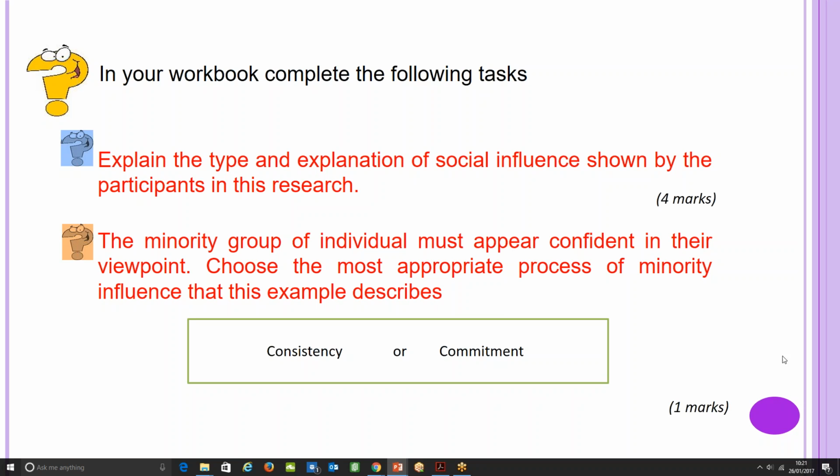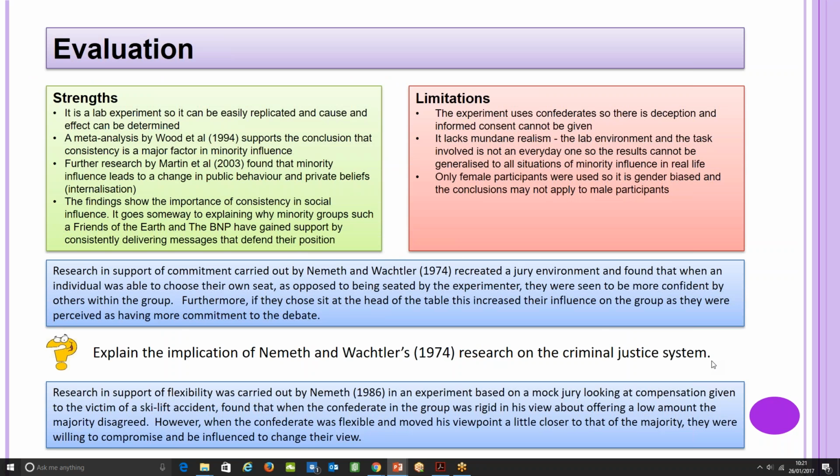Okay, hopefully you've chosen commitment. And as in the previous lessons, when it comes to evaluation, you may be asked to write a 12 or 16 mark essay on Moscovici's research or research into minority influence. For 6 marks of evaluation, you'll need to be able to highlight the strengths and limitations of this research.